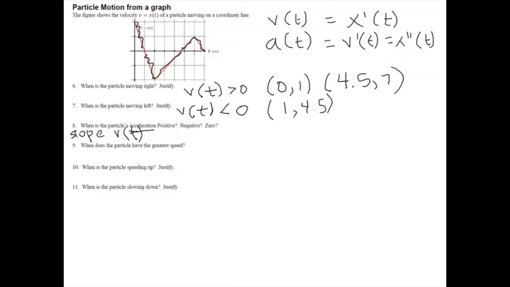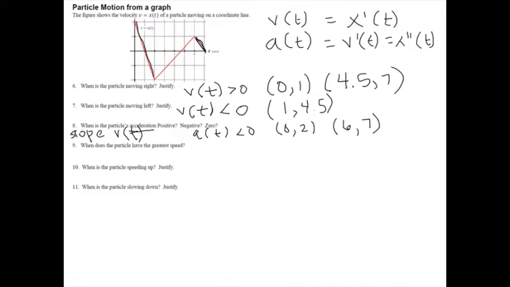So let me do a little erasing here real quick. Here we go. If you look at this first part of the velocity, that is a negative slope. So acceleration is going to be less than 0, where the slope is negative. So from 0 to 2, and right here, from 6 to 7.